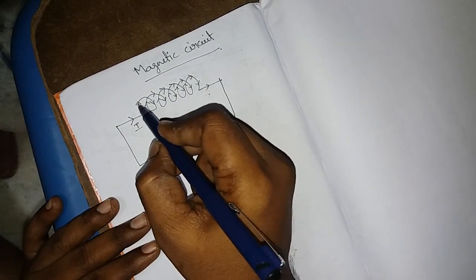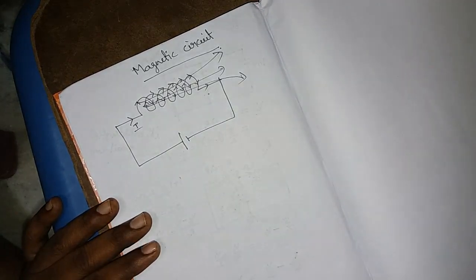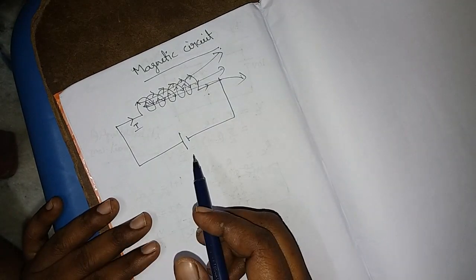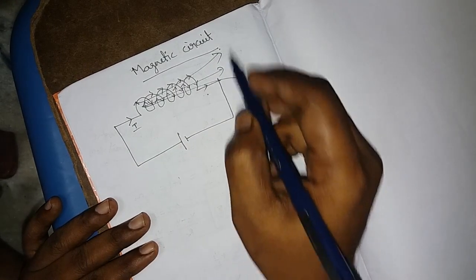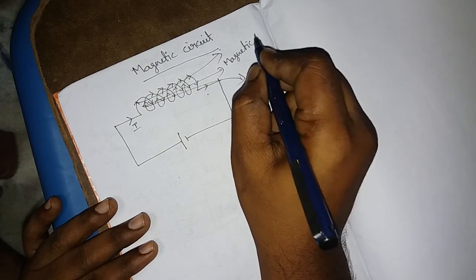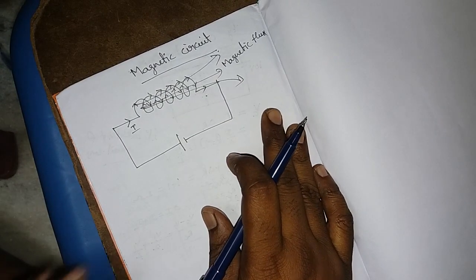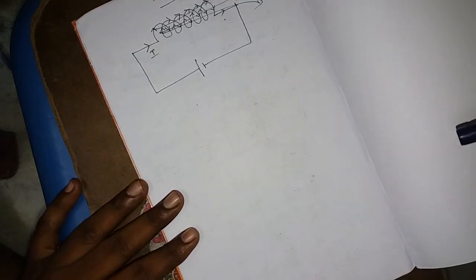Then this current will be distributed as lines of force throughout the coil. These lines of force are called magnetic flux. So now here I want to define a few terms.